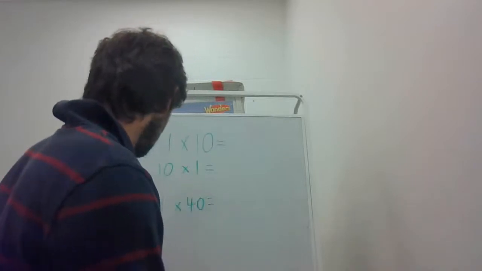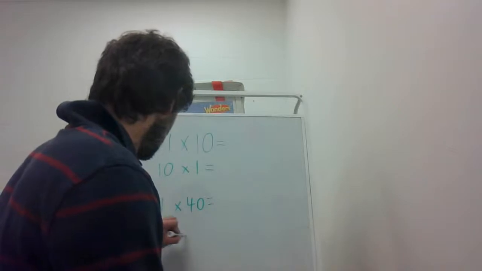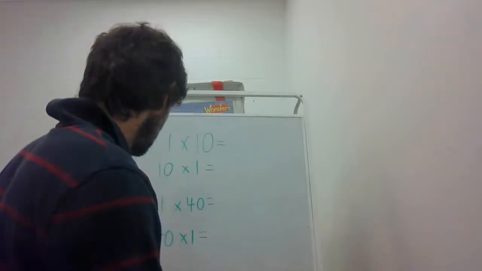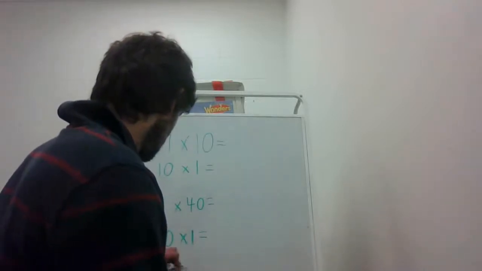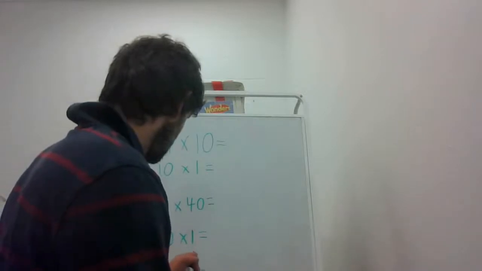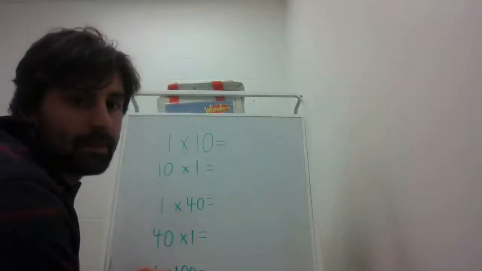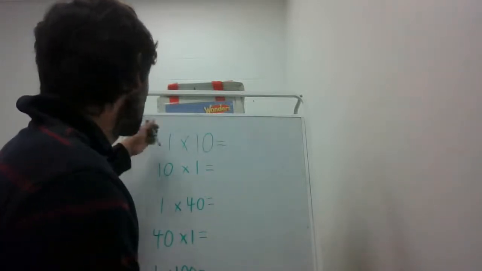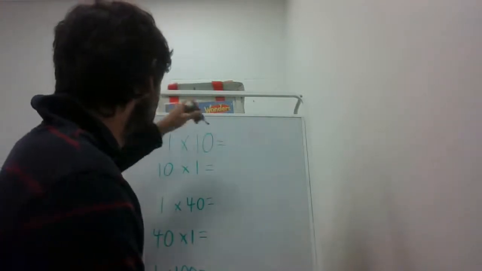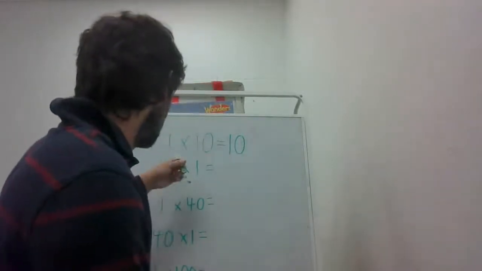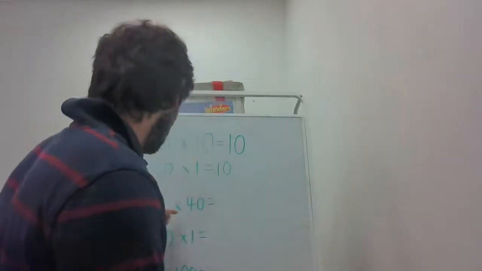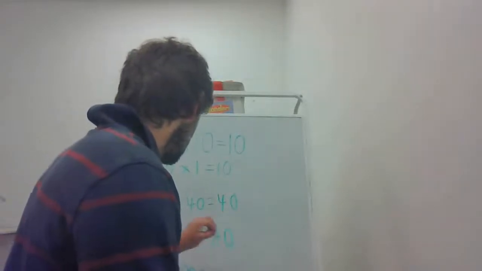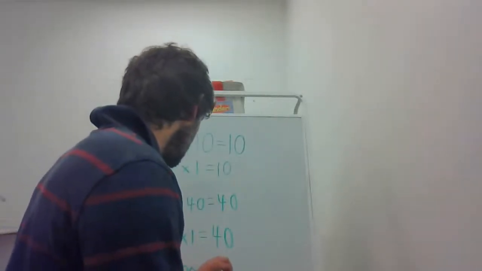So I'm writing the example problems down here. Here we go. Multiplying any number times 1. So 1 times 10 equals 10. 10 times 1 equals 10. 1 times 40 equals 40. 40 times 1 equals 40. 1 times 100 equals 100.